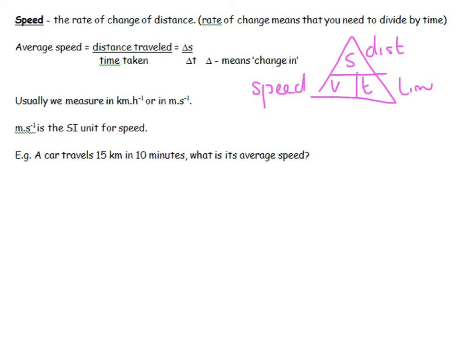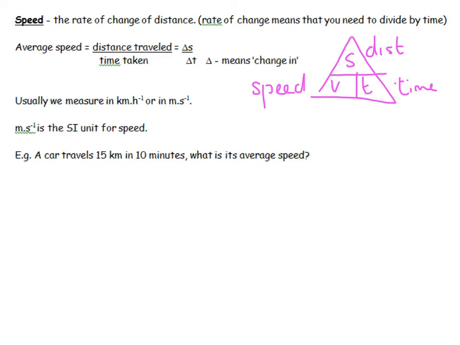and time. Whenever I use this little triangle over here, I mean that it's a change in. So the change in distance over the change in time. Notice that distance is a scalar quantity and speed is a scalar quantity. So I am not considering direction at all. We measure speed in either meters per second or kilometers per hour. The System International unit for speed is meters per second.